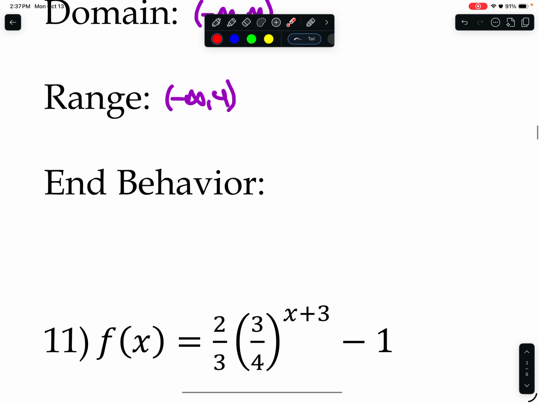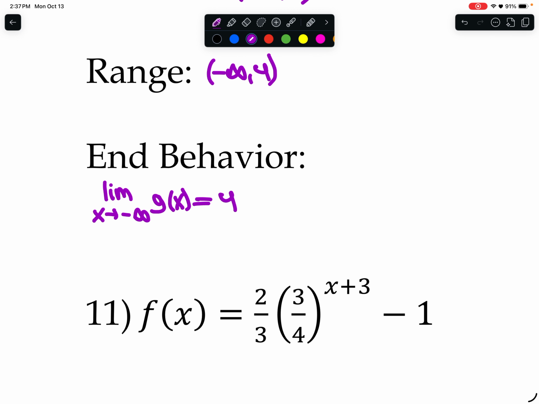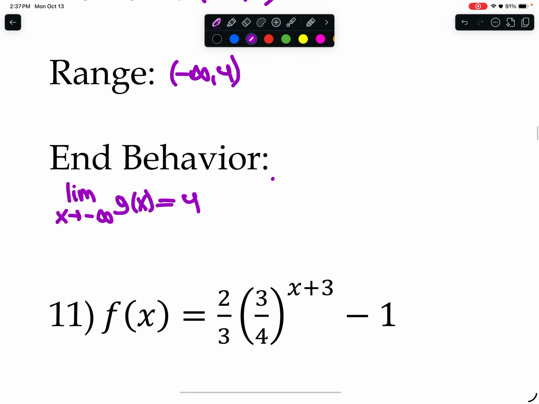So for my end behavior, I'm going to have the limit as x approaches negative infinity, and make sure you use the correct letter, which in this case is g of x. That's going to equal the horizontal asymptote, which in this case is 4. And then my limit as x approaches positive infinity of g of x, it's going down indefinitely, which tells me it's going to equal negative infinity.